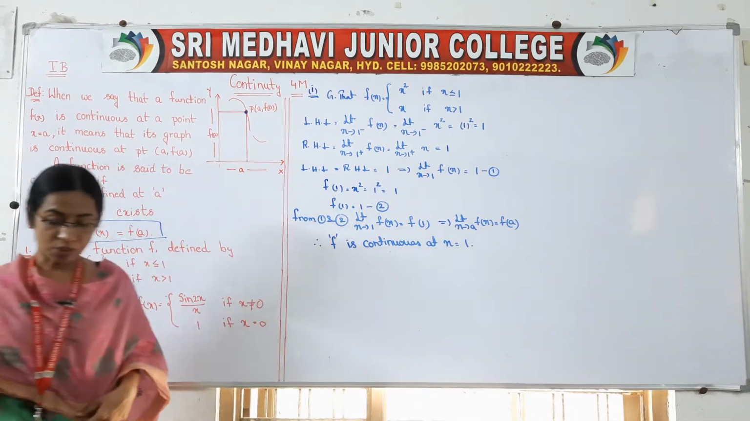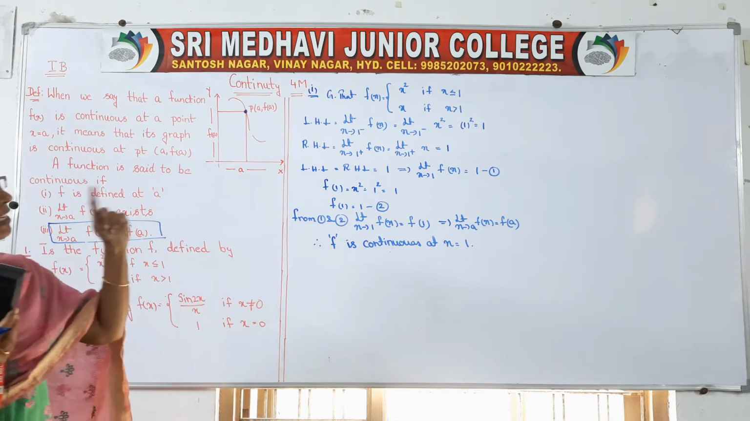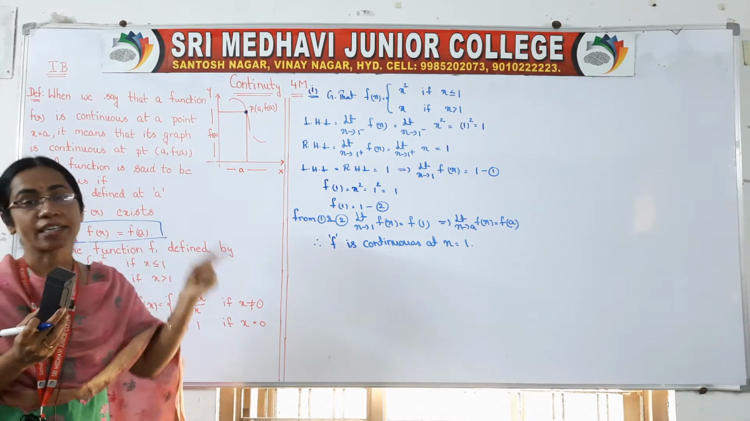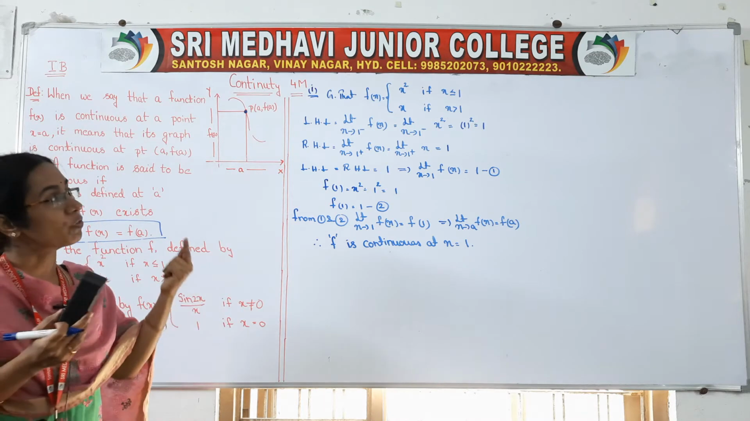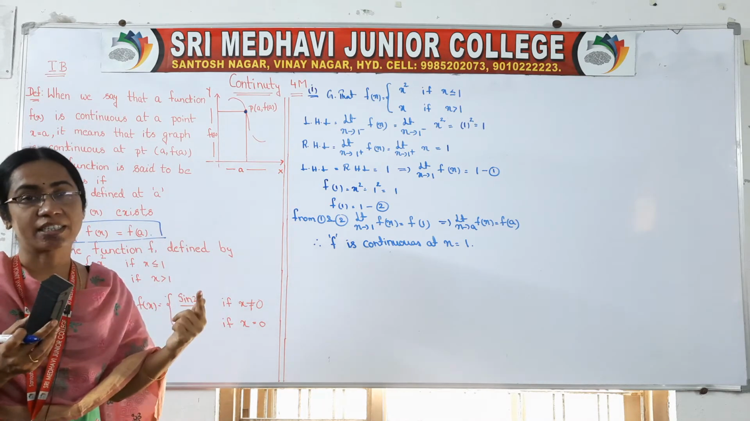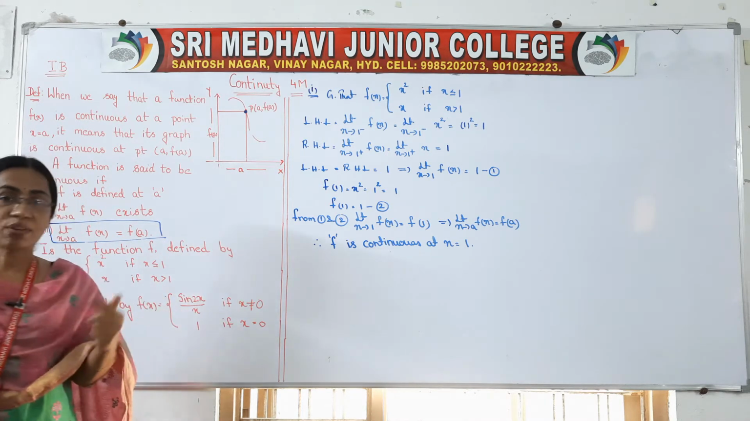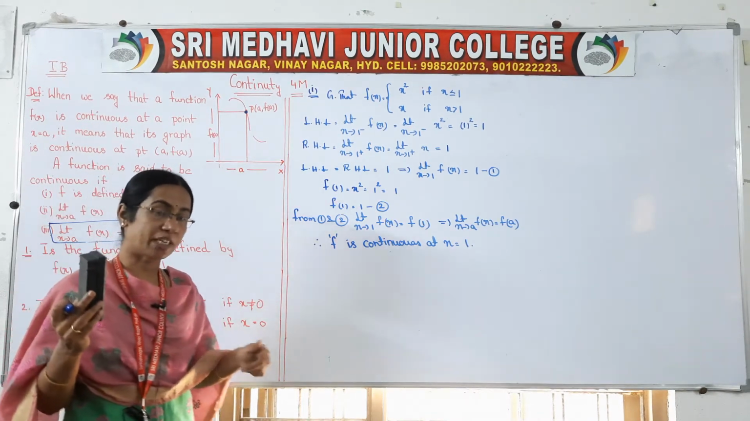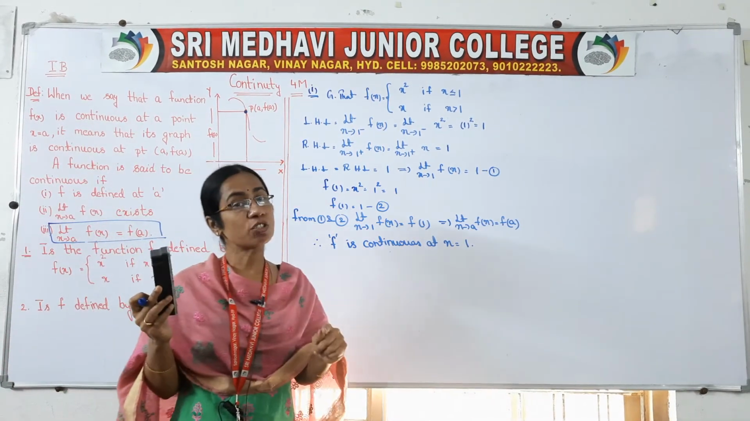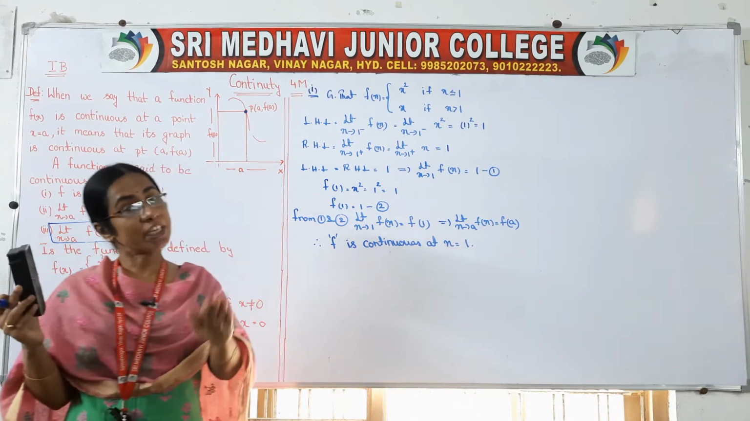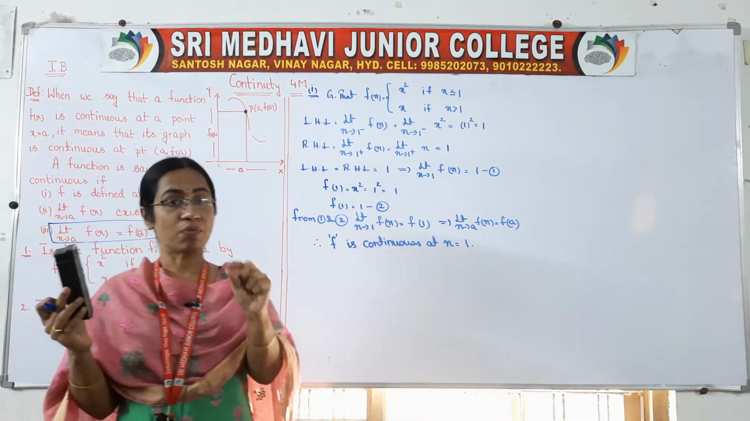Okay, so see the procedure. In the question, x less than 1 is given, x greater than 1 is given. So whenever in the question less than and greater than are given, we have to find left hand limit and right hand limit. If left hand limit is equal to right hand limit, that limit exists and we will get one value.